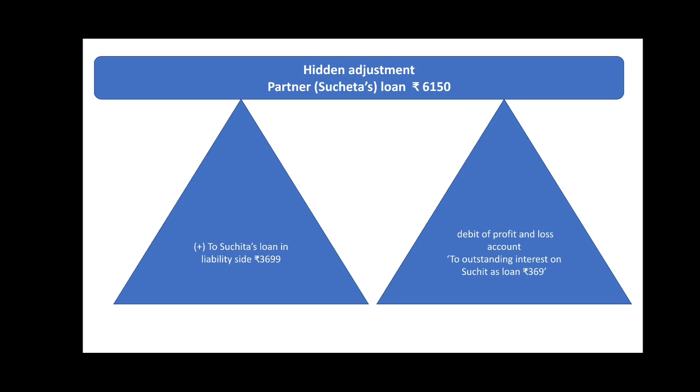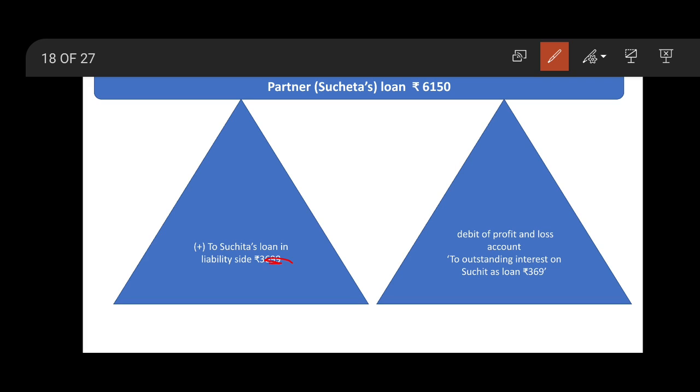Now all the adjustments are done, only the hidden adjustment is left. Here you can see the hidden adjustment in the question: partner Sucheta's loan, rupees 6150. Sucheta's loan means the interest is outstanding on 6150. Sucheta's loan we have already written on the liability side. We will add to Sucheta's loan on the liability side, but the amount will be something different.